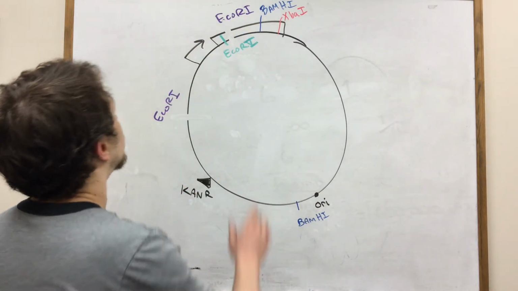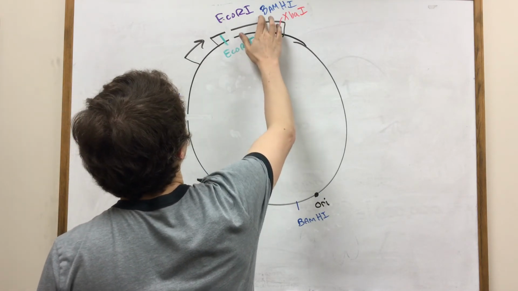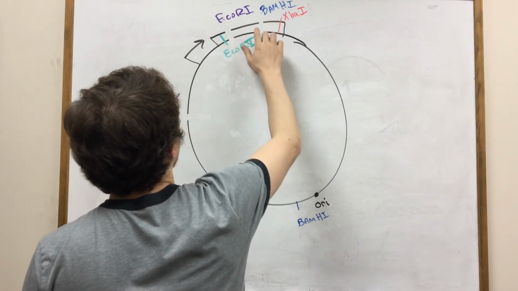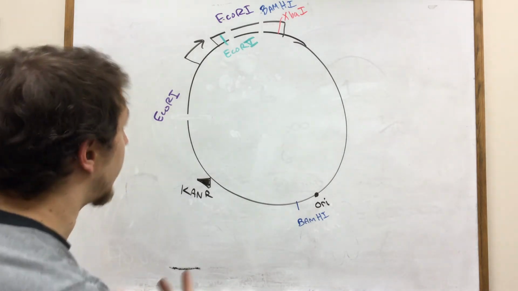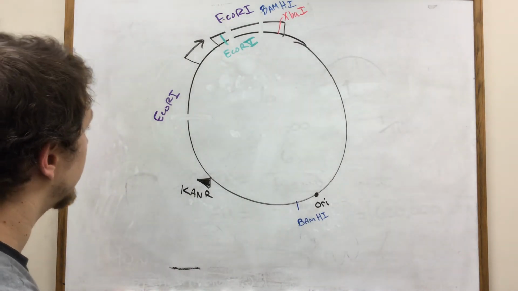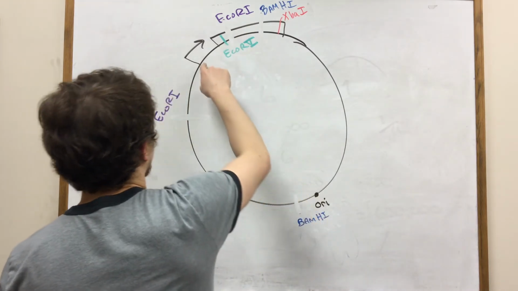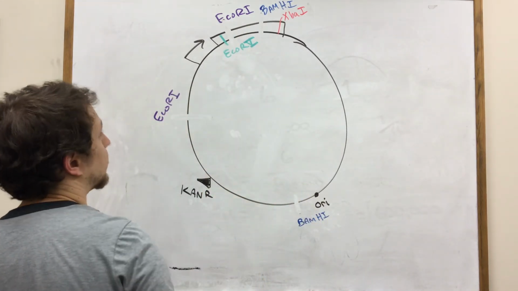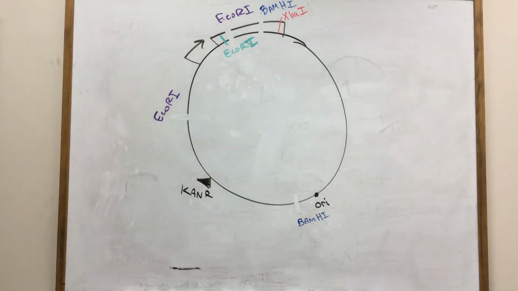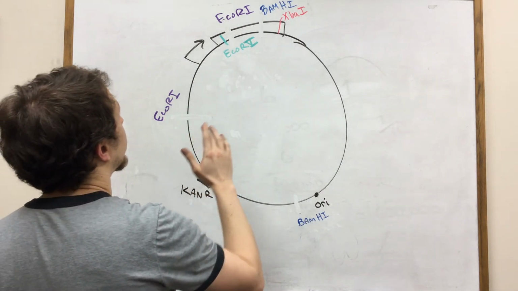Okay, let's go ahead and use BamHI as an example. If I cut here with BamHI, again, I cut into that site where I am interested in putting my insert, but I also cut over here. And that's a problem because I can effectively cut out both the promoter and kanamycin resistance. So that's a problem.